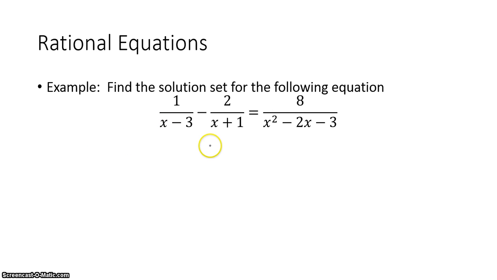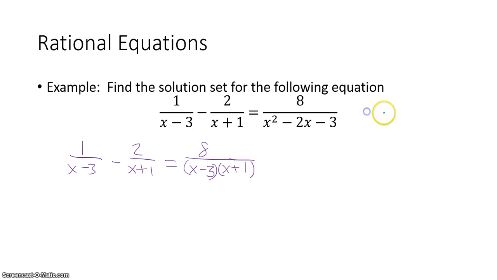So like we did in the last one, we want to try and factor the denominators as much as possible. The left side has linear terms, so those are not factorable. The right hand side, again, we're going to notice, and this is sometimes the case, that it factors into the product of the left side, x minus 3 times x plus 1.